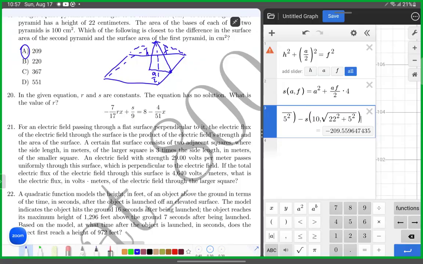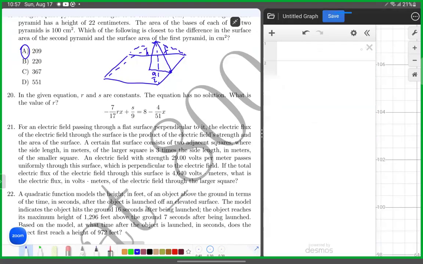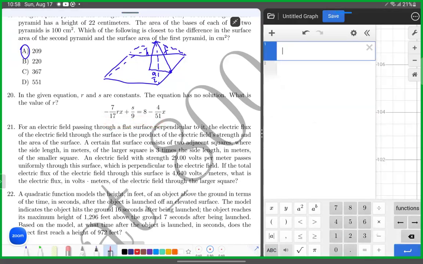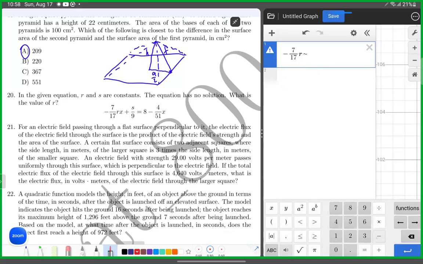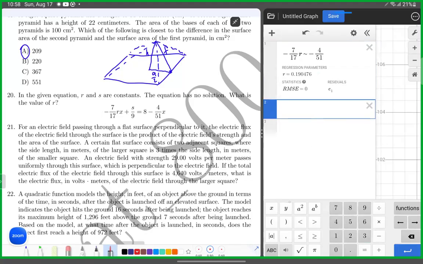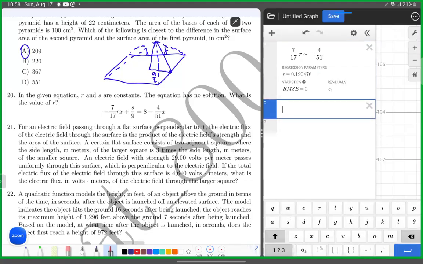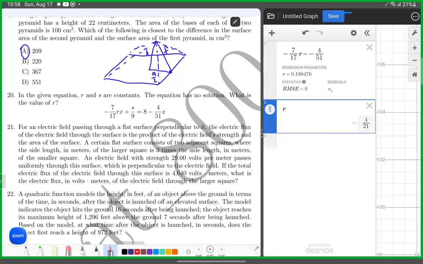And the next question: for there to be no solution, the two lines should have the same slopes. The slope of the first one is minus 7 over 17 of r. Now it's equal to minus 4 divided by 51. So just equalizing slopes can give you the answer in no-solution problems. So the problem is solved. I think it's an easy problem. Just equalize the slopes, and I got the correct answer.